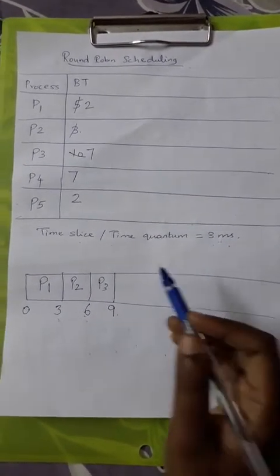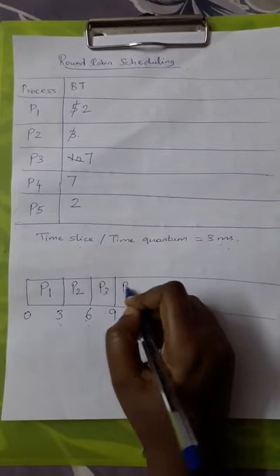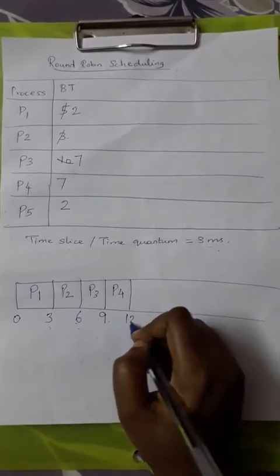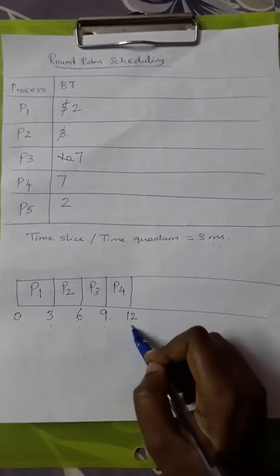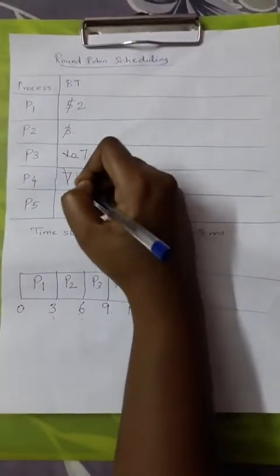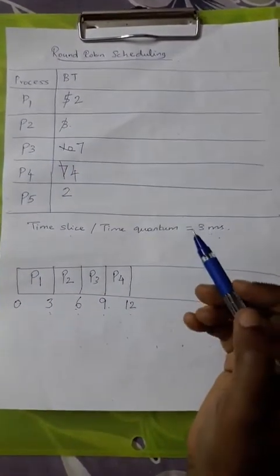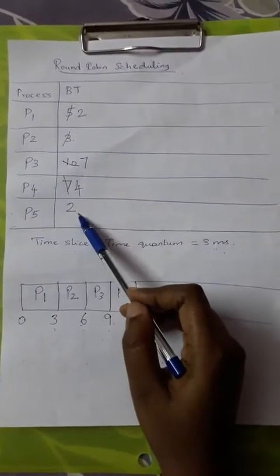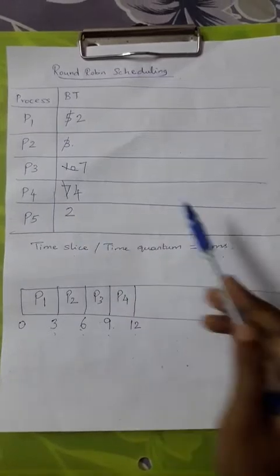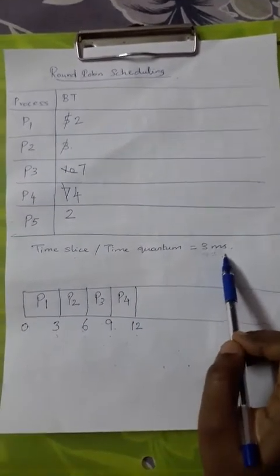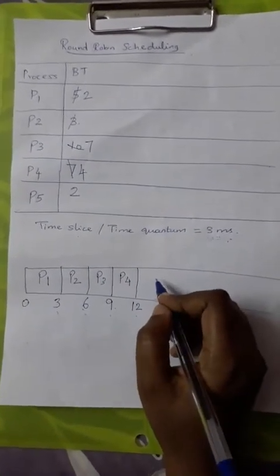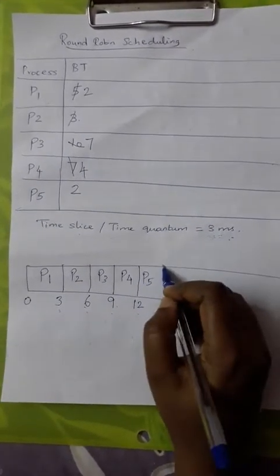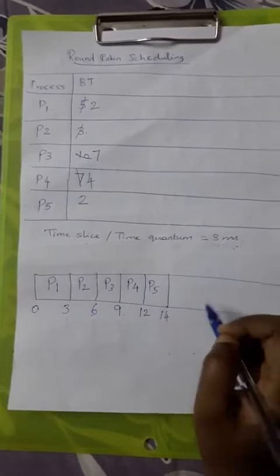And then for process P4, we can execute only up to 3 millisecond. That is 9 plus 3, 12. So the remaining 4 millisecond we have to execute. Next for process P5, here we have 2 millisecond, but the time slice is 3 millisecond. Then it will get completed before the time slice. So P5 will be executed up to the 14th millisecond only.